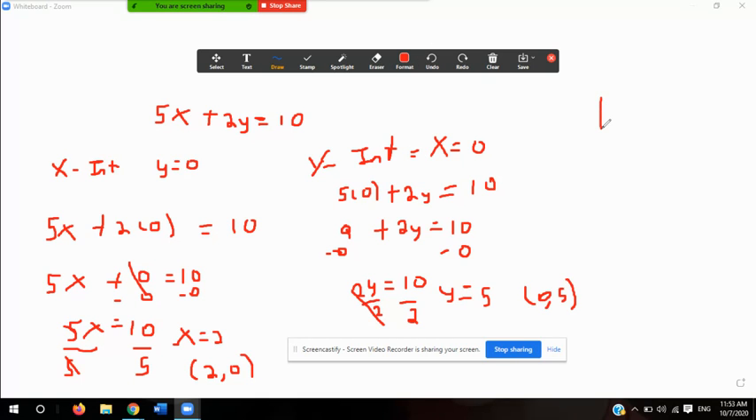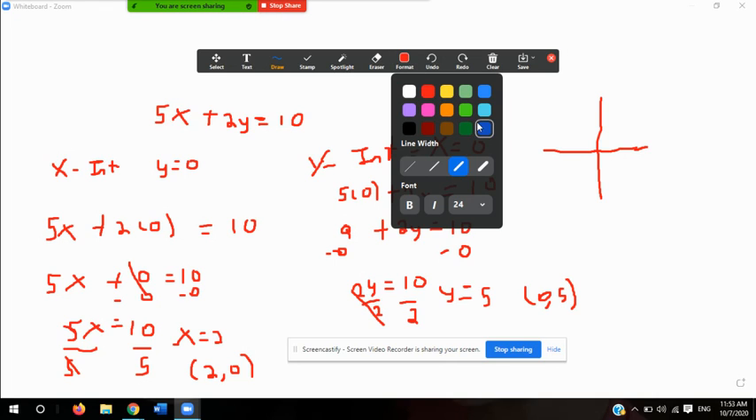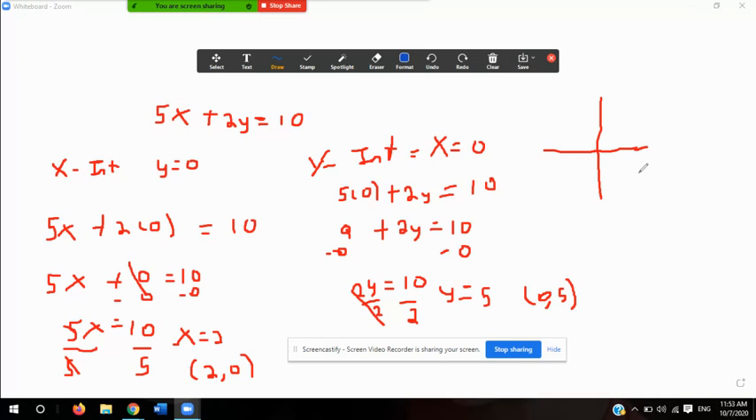Okay, so the first ordered pair that I'm going to have is positive 2 and 0. So let me go ahead and change the color. I'll use blue. So 2, 0. So this is 1 and 2, and then 2, 0. And so this would be the first ordered pair, 2, 0. And then the other ordered pair that I have is 0, 5.